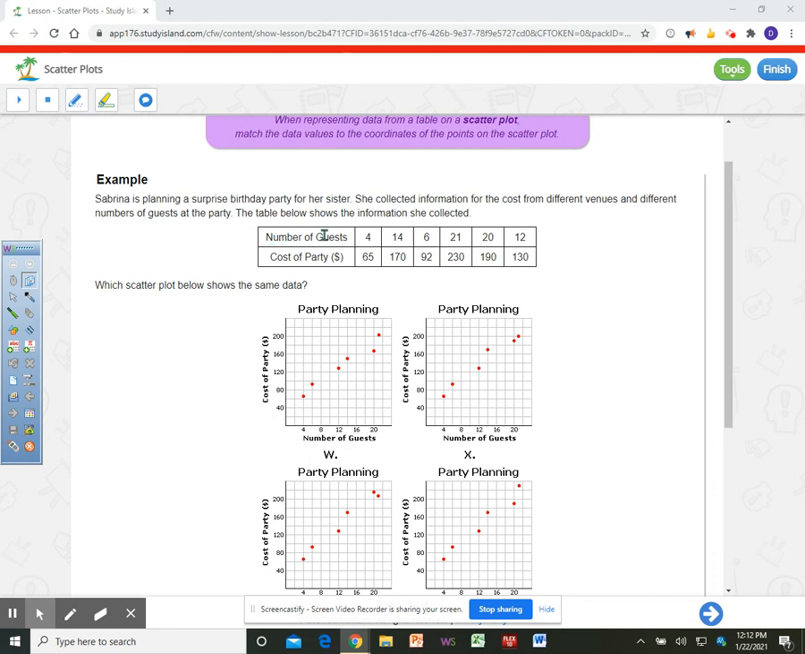So we have the number of guests, which is our X value. Our X value is always on the top on a table. And we have our Y value, which is the cost of the party. And if you look, they labeled those on the graph for you. And then which scatter plot represents the data.